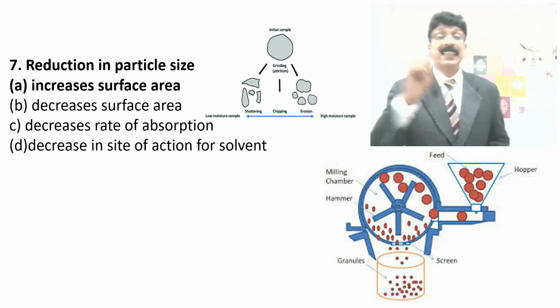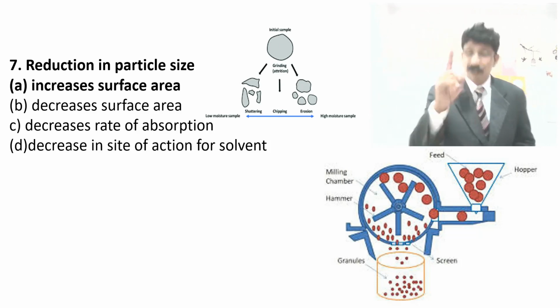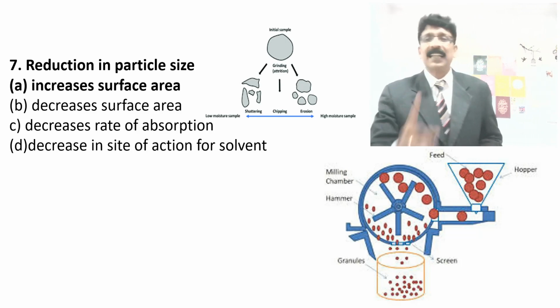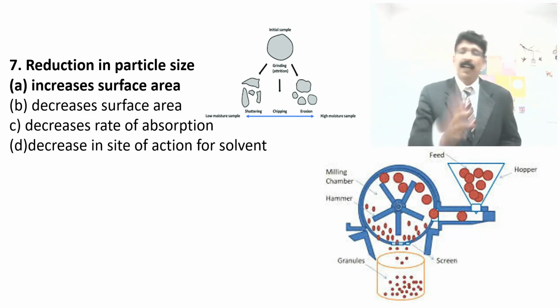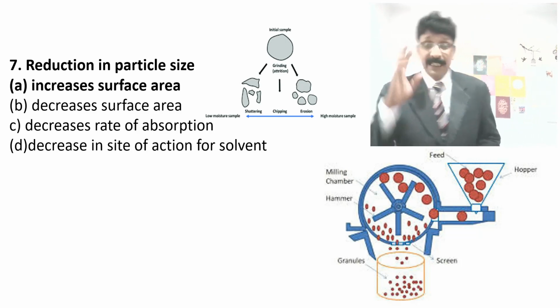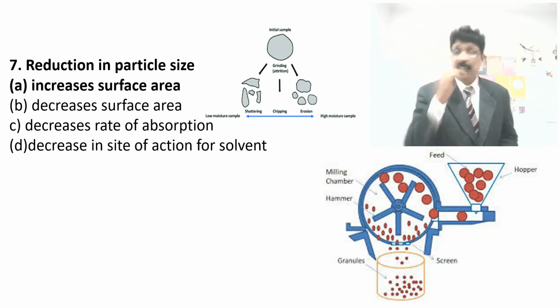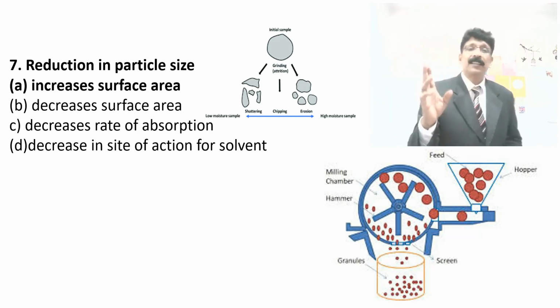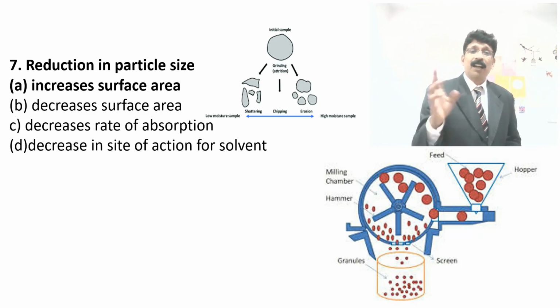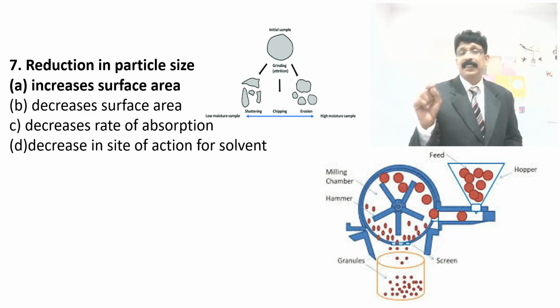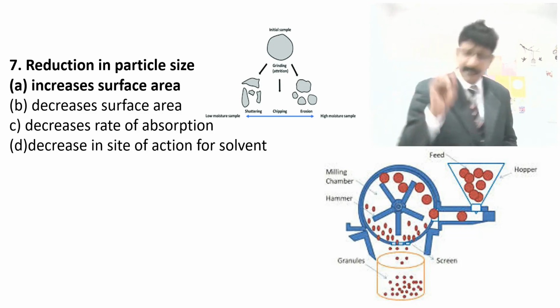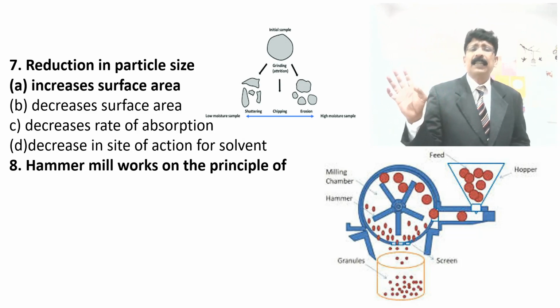Decrease in site of action for the solvent is also wrong, because we know size reduction makes the drug increase in solubility and absorption. Because the surface area increases, it is easily soluble, and by reducing the size it cannot decrease the site of action of the solvent. So you can see size reduction will increase the surface area is the correct answer.